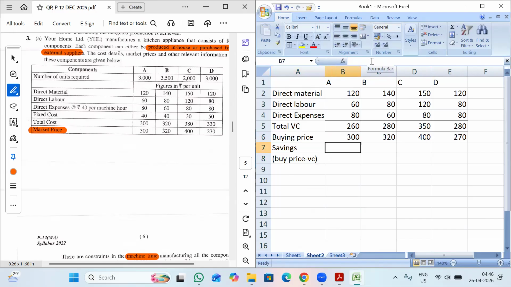So here 300 minus 260 means 40 rupees, 40 rupees, 50 rupees. Here I'm incurring a loss; there is no savings. If I am producing the component, I will incur 280 rupees, whereas I can get the same component at 270. So straight away we can buy outside. The number of units required is 3000 units, so the entire 3000 units I can buy outside. We can straight away decide to buy the entire 3000 units outside.